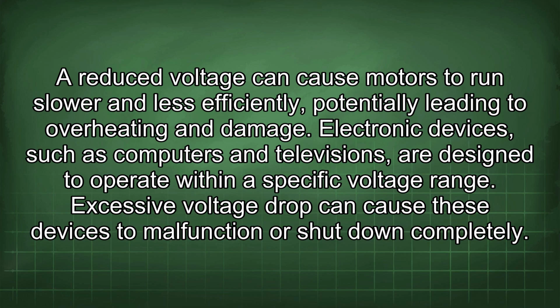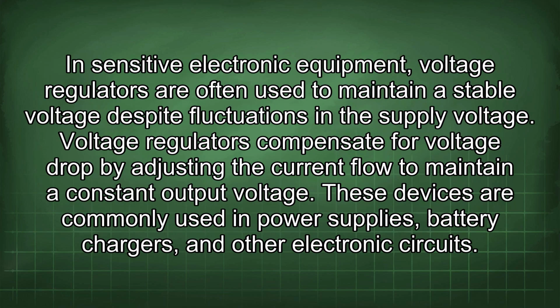Electronic devices, such as computers and televisions, are designed to operate within a specific voltage range. Excessive voltage drop can cause these devices to malfunction or shut down completely. In sensitive electronic equipment, voltage regulators are often used to maintain a stable voltage despite fluctuations in the supply voltage. Voltage regulators compensate for voltage drop by adjusting the current flow to maintain a constant output voltage. These devices are commonly used in power supplies, battery chargers, and other electronic circuits.